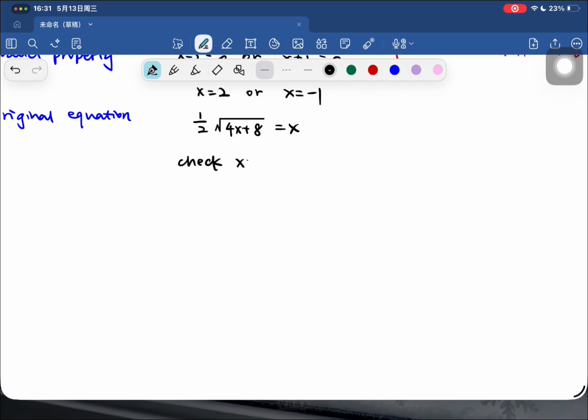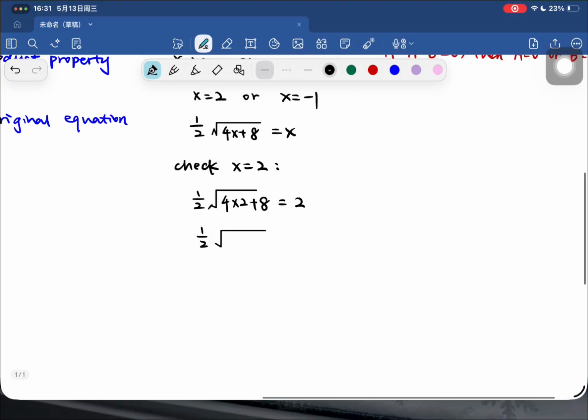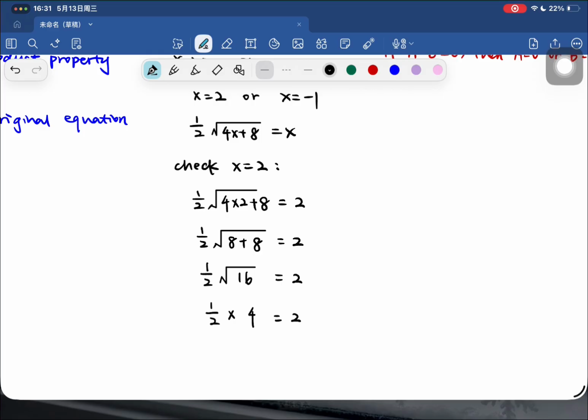Let's first check x equals 2. If we substitute 2 into the original equation, we get 1/2 times square root of 4 times 2 plus 8 equals 2. Simplifying that, we get 1/2 times square root of 8 plus 8 equals 2, which is 1/2 times square root of 16 equals 2. And 1/2 times 4 equals 2. And finally, we get 2 equals 2. So x equals 2 works, and 2 is a solution for this problem.